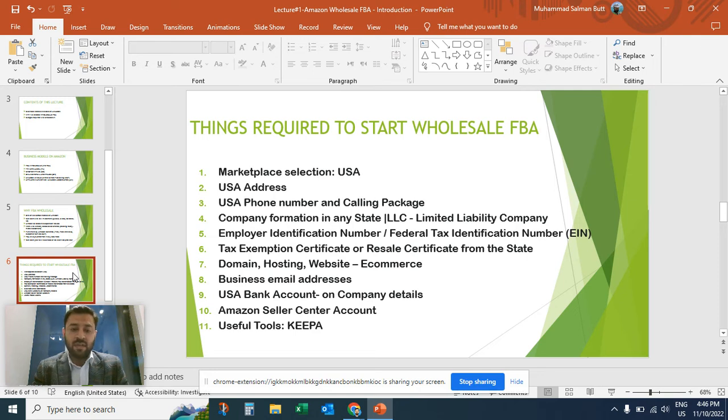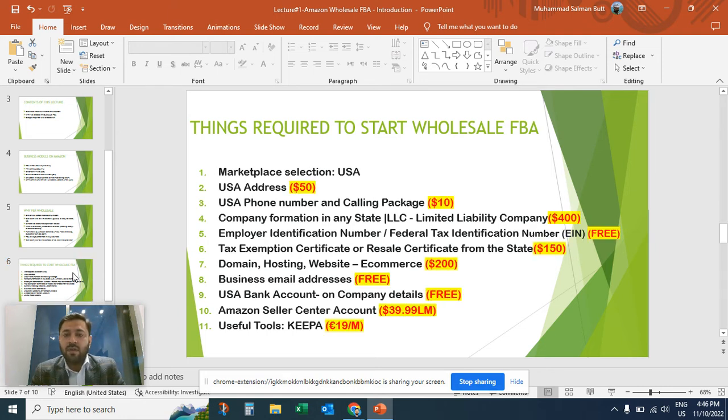Of course, now we are starting selling on Amazon, so we need an Amazon Seller Central account. And the last but not the least is useful tools. We will be using Keepa, which is paid, and a few other free extensions. So here is the breakdown of these things. You can see USA address.